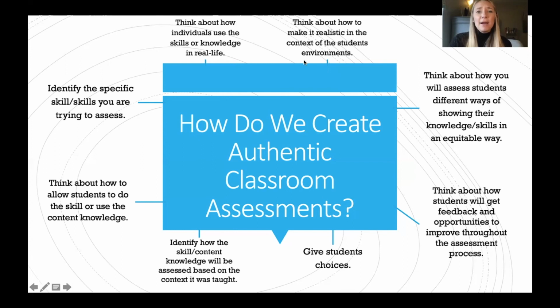Up here it says, think about how to make it realistic in the context of students' environments. So really think about the students' environments. This is going to be different from school to school. I work in a low-income school in an inner city, and so our context, our environment, is going to be different. So I'm going to have different examples and experiences than a teacher who teaches in a suburban area. So think about how to make it realistic in the context of students' environments.